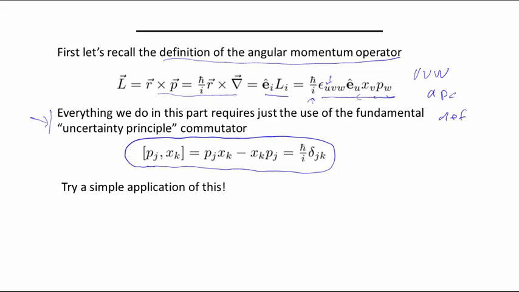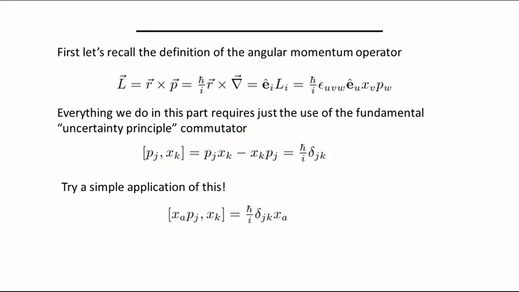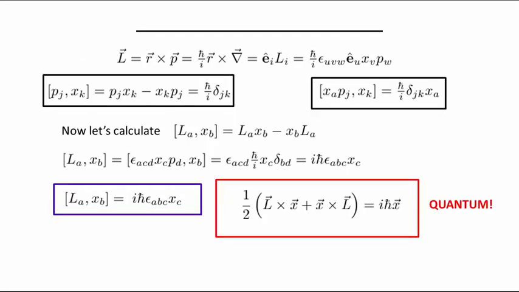So just to start with something very basic, let's try a simple application of this commutation relationship in the in-video quiz. Okay, so I hope you're able to derive this expression from the uncertainty principle. And we'll see many examples like this later on.